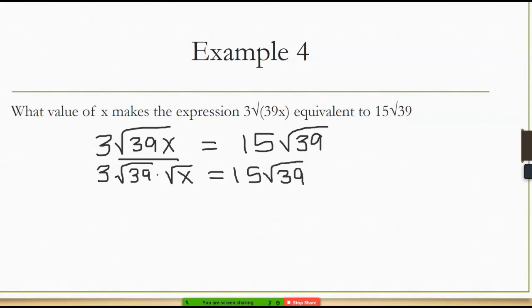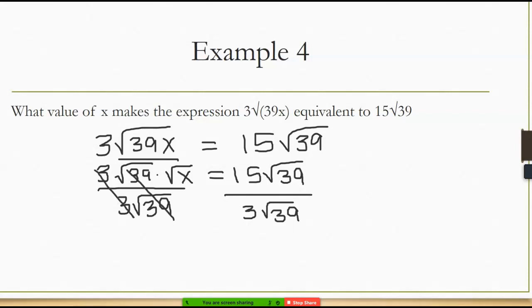Is everybody okay with that so far? When we're solving for x, we try to get it by itself. So we're going to divide, and you can divide by all or parts. We're going to divide by 3 square roots of 39. So they cancel.